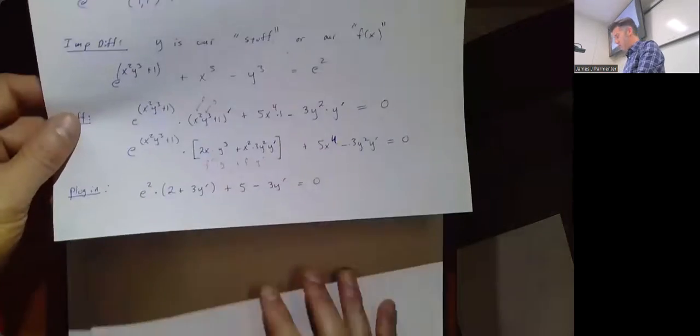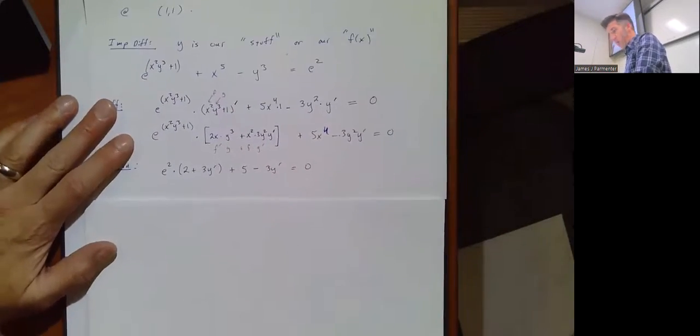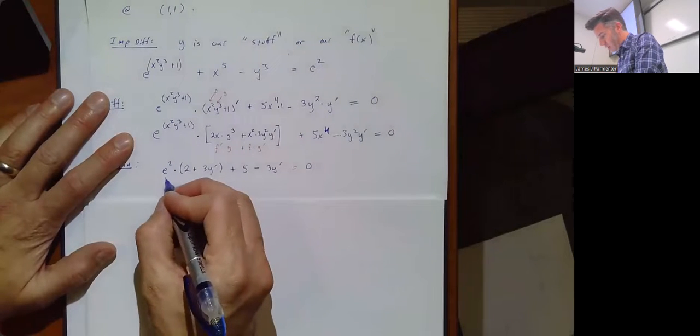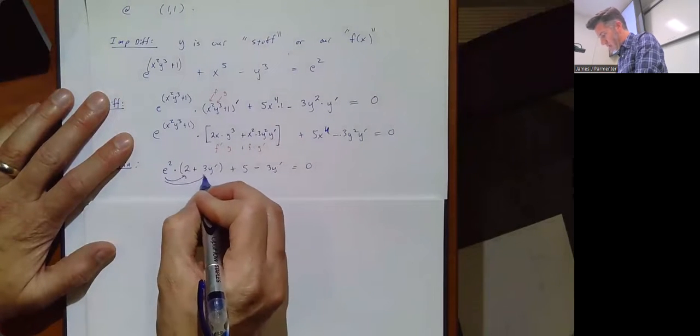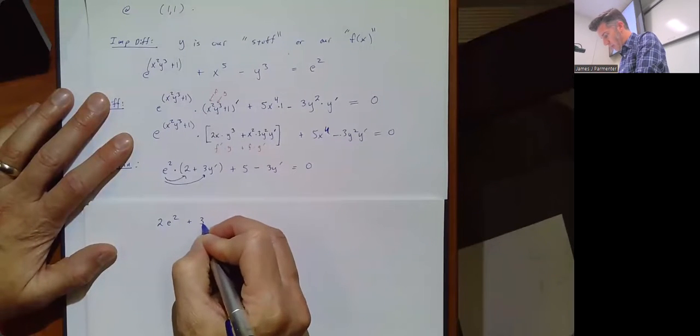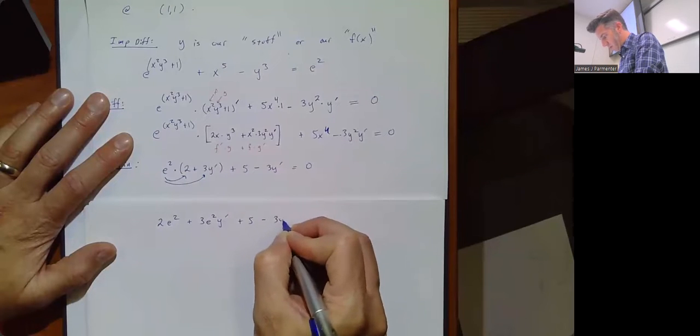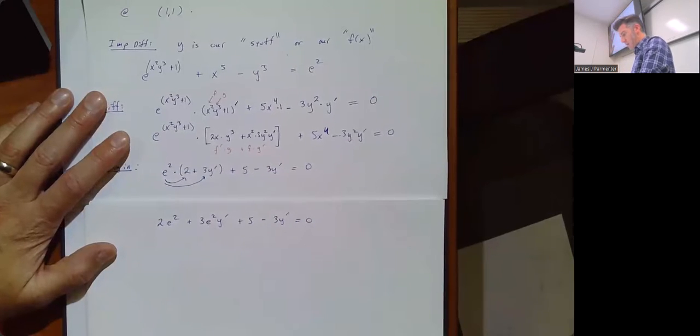So now I can solve for y prime without too much trouble, except I'm going to need another piece of paper, which is always terrible. Would really like to finish this problem on this page. Oh well. One thing I do need to do is distribute this e squared to each of those. So I have 2e squared plus 3e squared y prime plus 5 minus 3y prime equals 0.